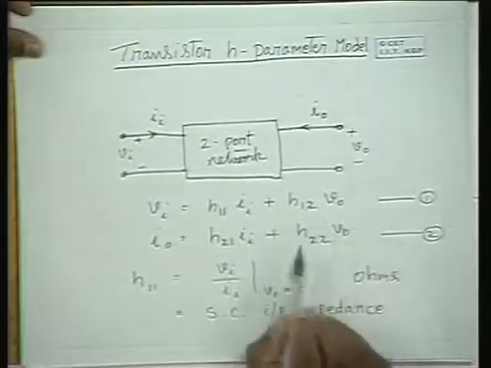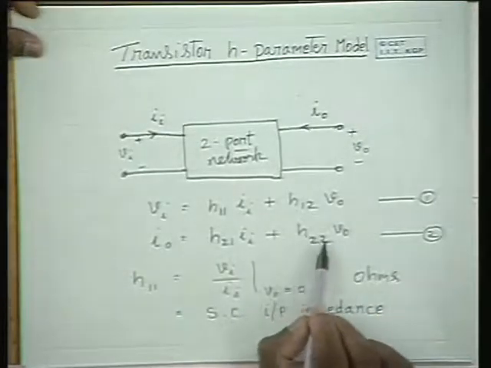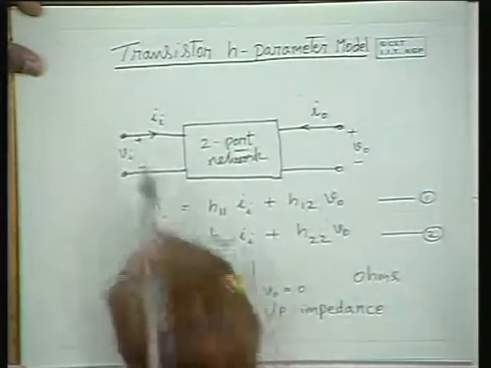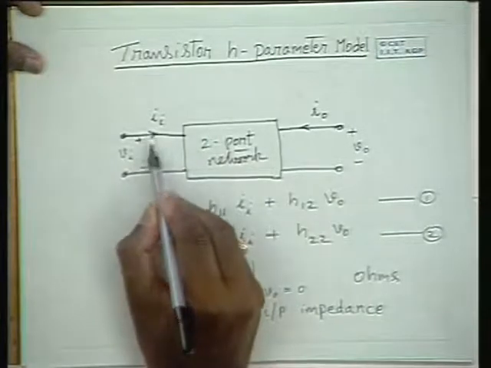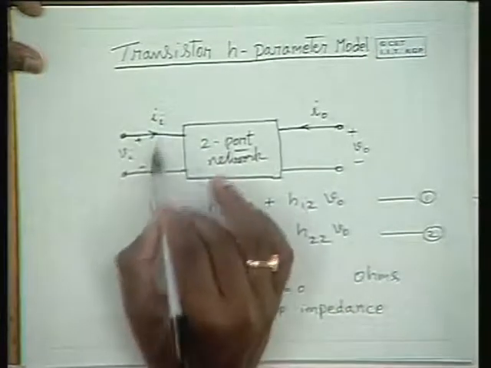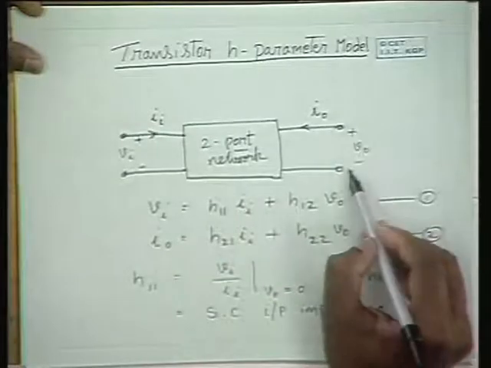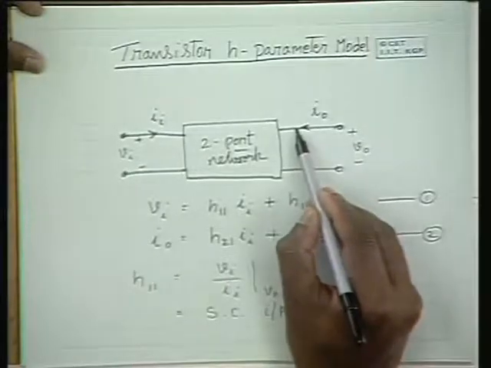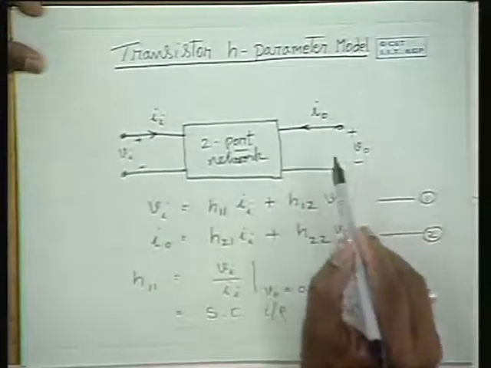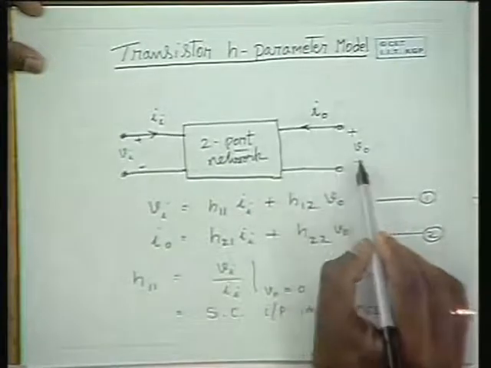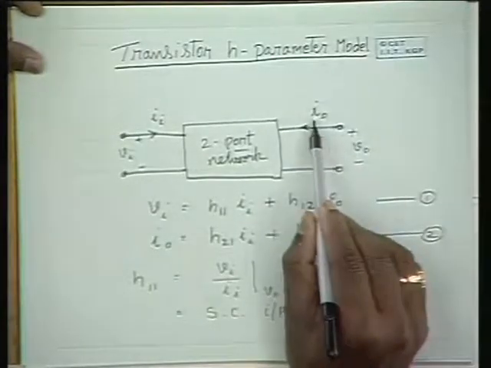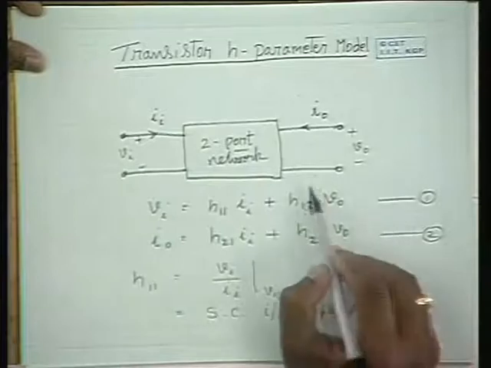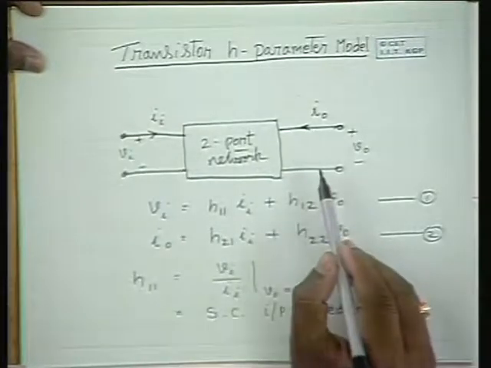Now from the second equation you can get H22 as the I0 to V0 ratio when Ii is 0. That means you open circuit the input and apply some voltage V0, which results in some output current at the output port. The response I0 to excitation V0 ratio is H22. It is something like an output admittance.